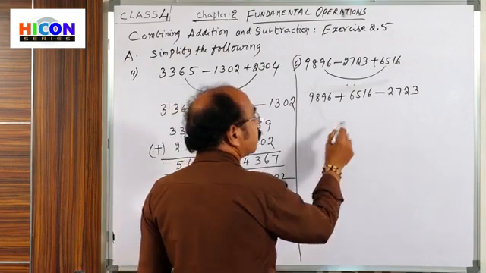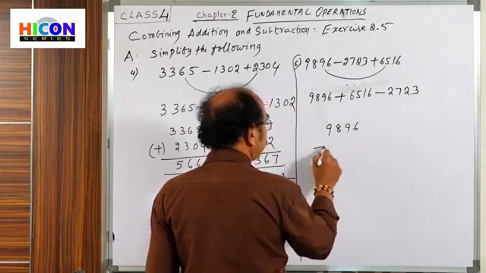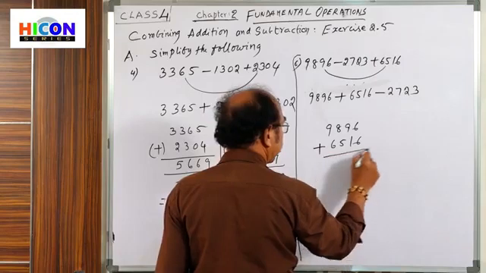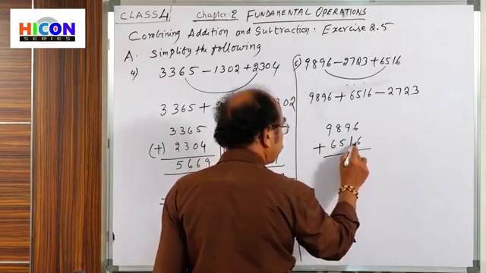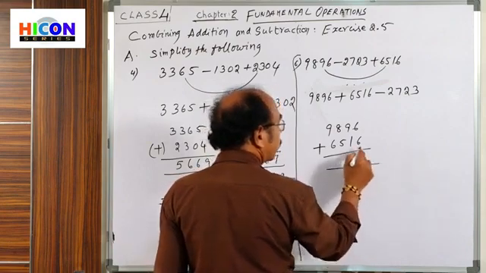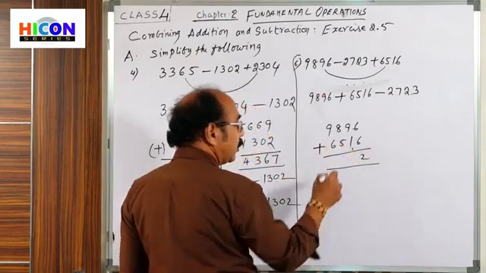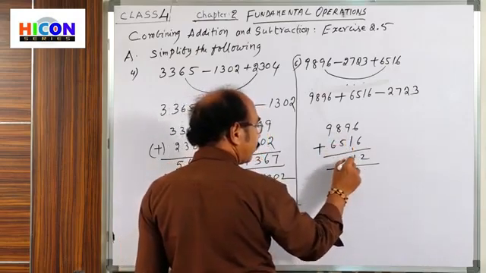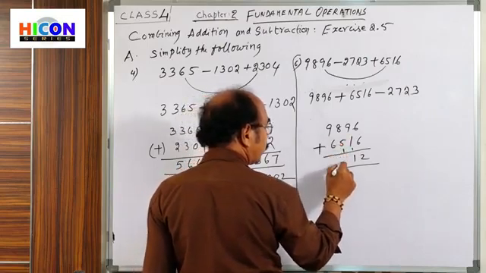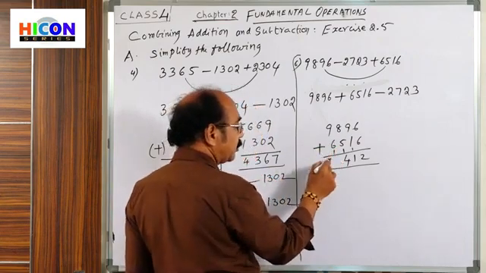Now you show the addition. 9896. To this number we add 6516. How much total can you get? You know addition. 6 plus 6, 12, 2, 1 is there. 9 plus 1, 10 plus 1, 11, here write 1. 5 plus 1, 6 plus 8, 14, 4, here 1 write. 6 plus 1, 7, 7 plus 9, 16.